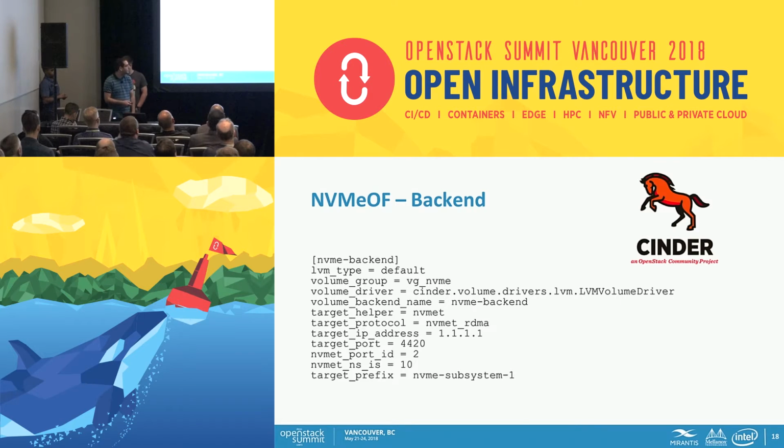Thank you. So just to mention, we also have CI testing the NVMe changes in Cinder and Nova. Forgot to mention that. So here is a basic configuration of the backend in Cinder. This is an LVM backend. One of the things we did is change all the iSCSI proprietary names. There was an iSCSI protocol and iSCSI IP address. We made it a generic name for the target, and then we added the NVMe part. So we have the NVMe helper as a target, the target protocol NVMe RDMA, the address, and the port. The specific things for NVMe are the port ID, the namespace, and the target prefix.